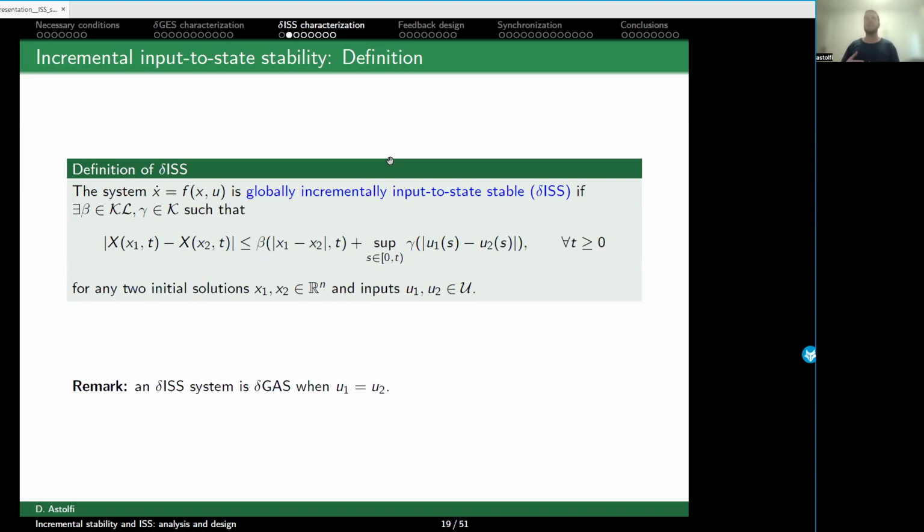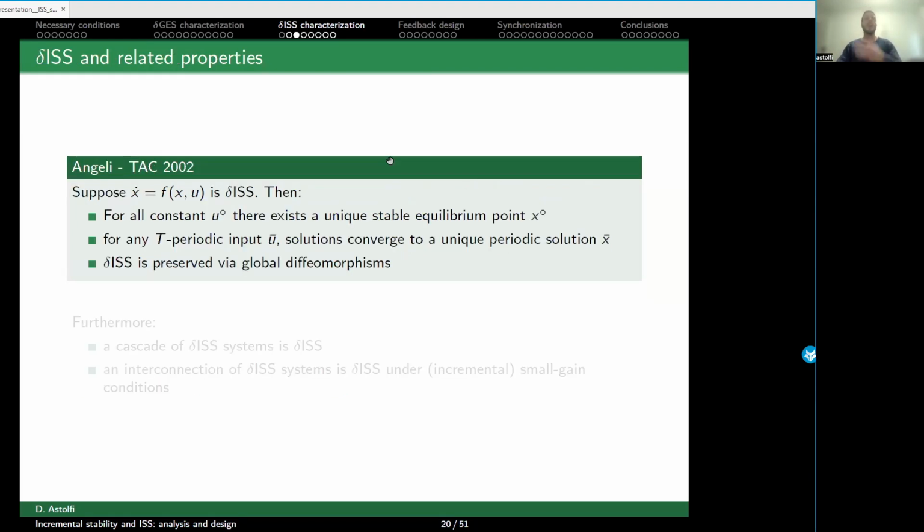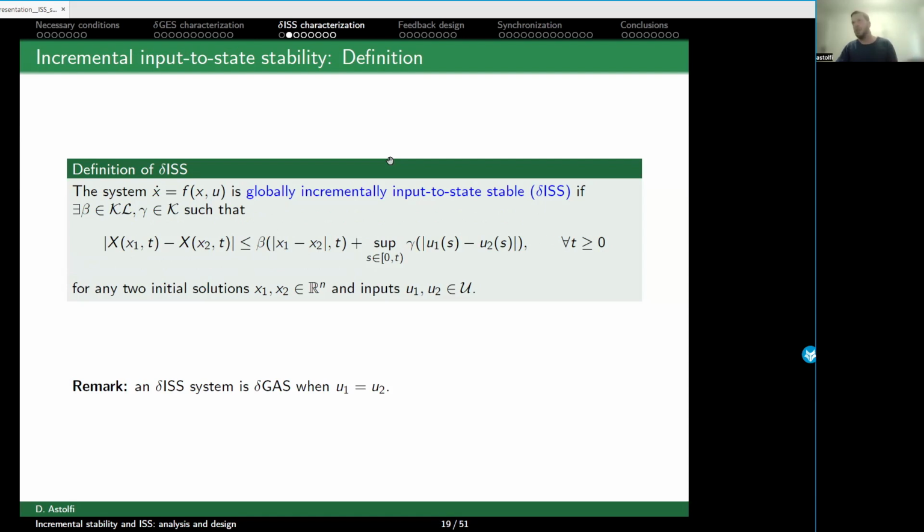The second term depends on the difference with respect to the inputs that we apply to these two dynamical systems. So basically, we have a system, we take two initial conditions, two different inputs, and we look at the difference between the corresponding trajectories, and we say that the system is globally incrementally ISS if it satisfies this bound for any two initial conditions and any two inputs u. Of course, since we are looking at the difference between trajectories and inputs, if we take the same inputs, an incremental ISS system needs to be also incrementally globally asymptotically stable. Of course, then if beta is a class KL function, we also have exponential behavior.